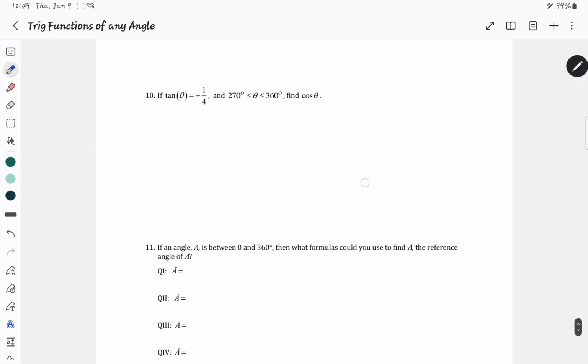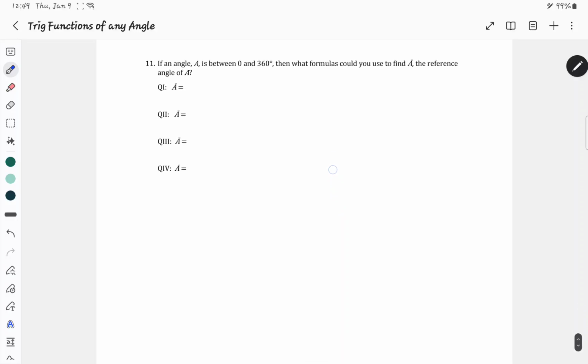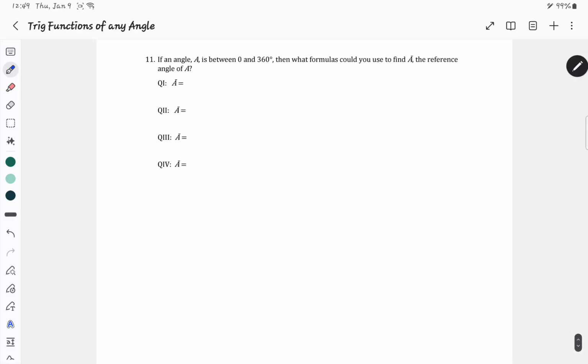All right, our last question that we'll go through is related to reference angles. And remember, reference angles are just going to connect to the x-axis, whichever way is closest, either the positive side or the negative side, and will always be positive. So we have an angle A somewhere between 0 and 360, and we want to know what formula we could use to find A bar, the reference angle of A.